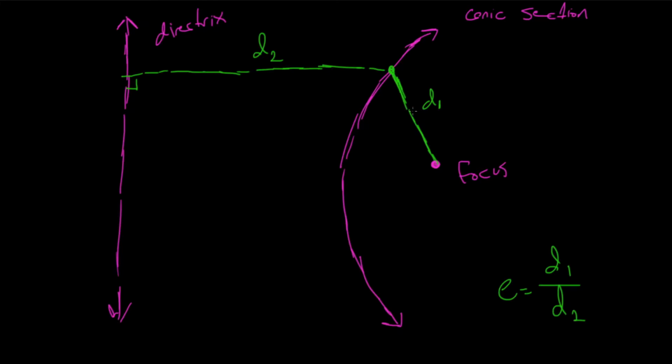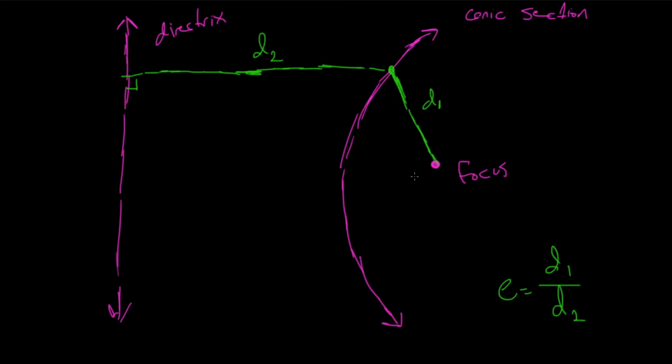Here with my picture, D1 looks a little bit smaller than D2, so this eccentricity is going to be a number smaller than 1. But that number could be anything. It could be larger than 1, it could be smaller than 1, it could be equal to 1. I'll leave that for you to ponder for a second. But here is what our eccentricity is: it's this ratio of the focus distance and the directrix distance to the conic.